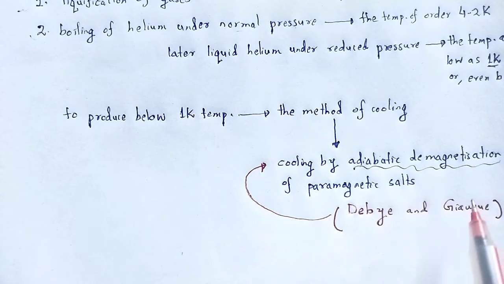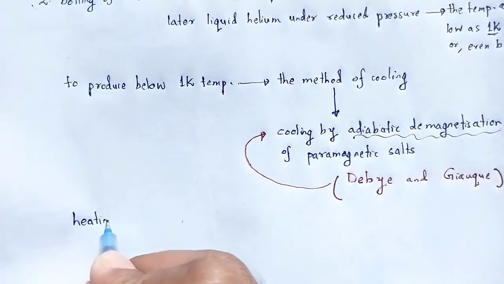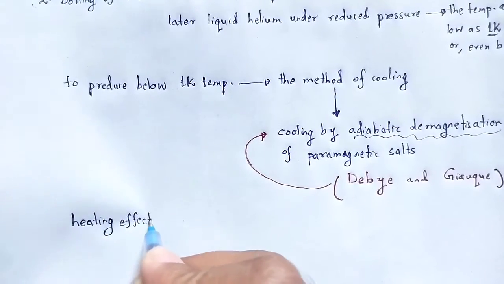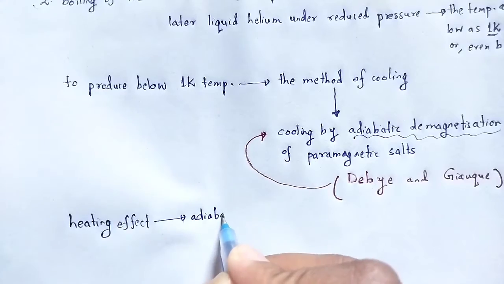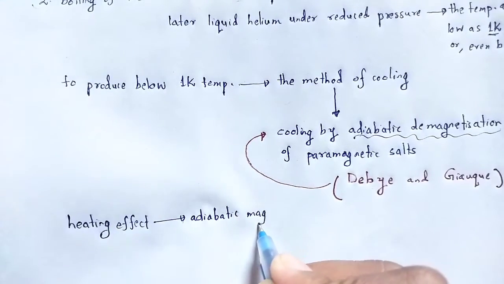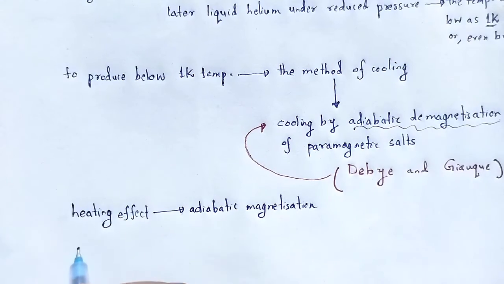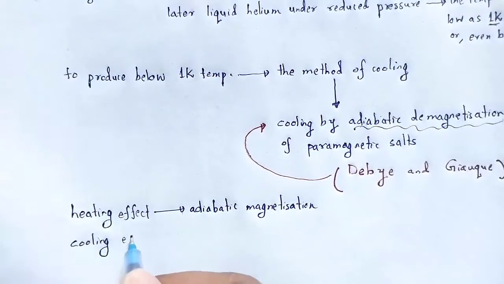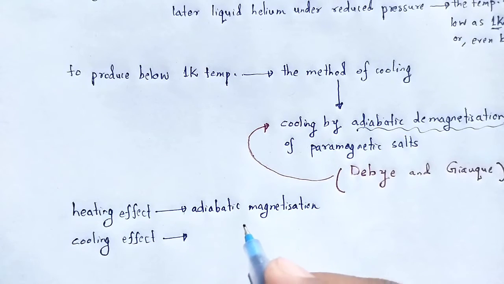So, what is adiabatic demagnetization of paramagnetic salts? Take a look here. A heating effect is observed using the process of adiabatic magnetization, and the cooling effect is observed by the process of adiabatic demagnetization.